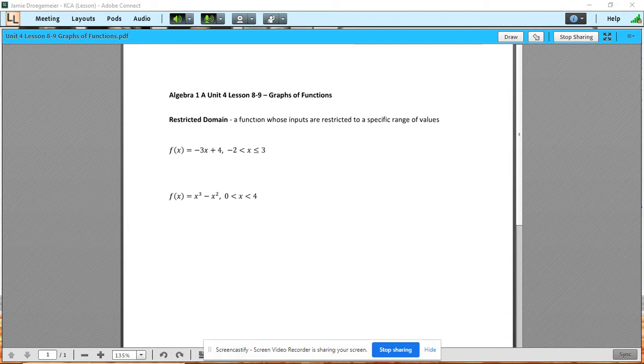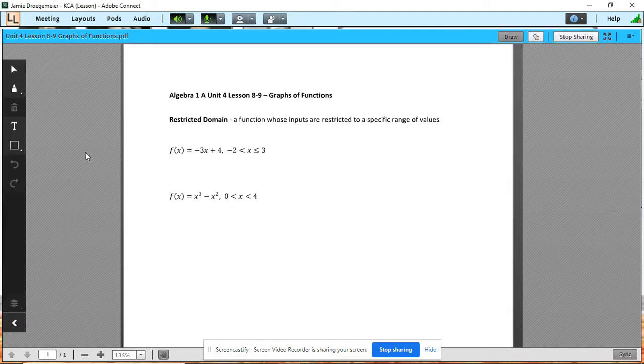When we talk about restricting, a restricted domain means that we are going to restrict those inputs to a certain range of values. And so if you look at my first function example that I have listed here, it says f of x equals negative 3x plus 4. So that's our function. And then they've given us a restricted domain. They're telling us that the input values for x can go from negative 2 to positive 3.